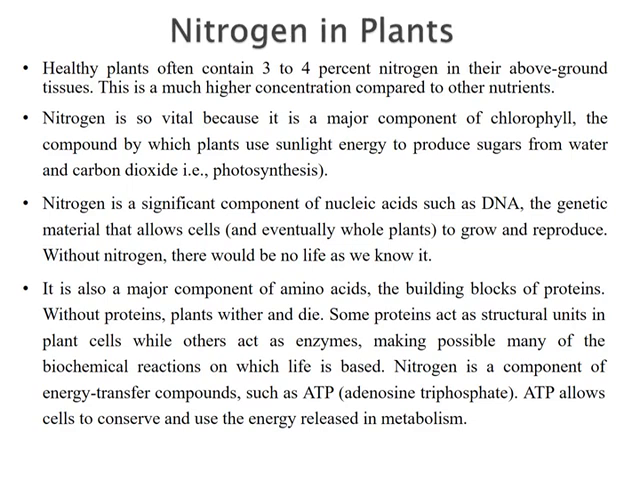Healthy plants often contain 3 to 4% nitrogen in their above ground tissues. This is a much higher concentration compared to other nutrients. Nitrogen is so vital because it is a major component of chlorophyll, the compound by which plants use sunlight energy to produce sugars from water and carbon dioxide. And this process is known as photosynthesis.